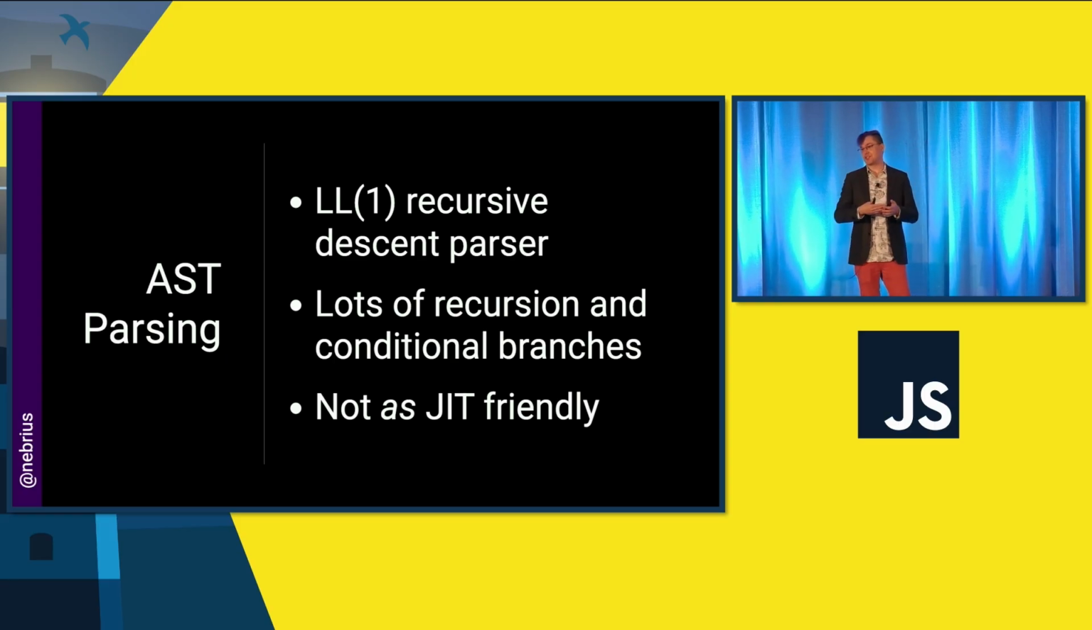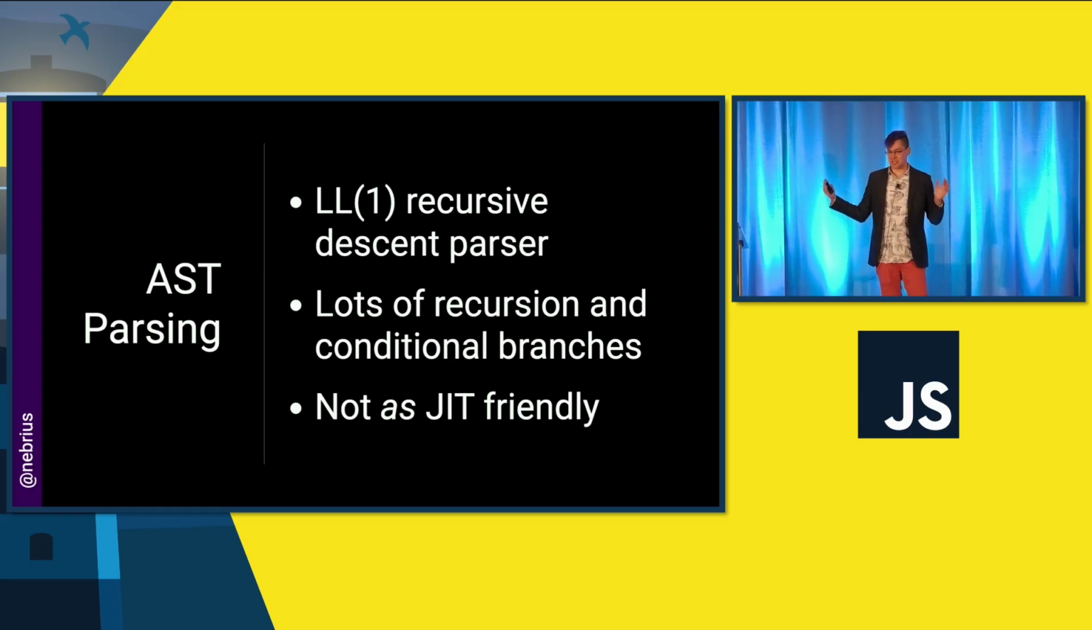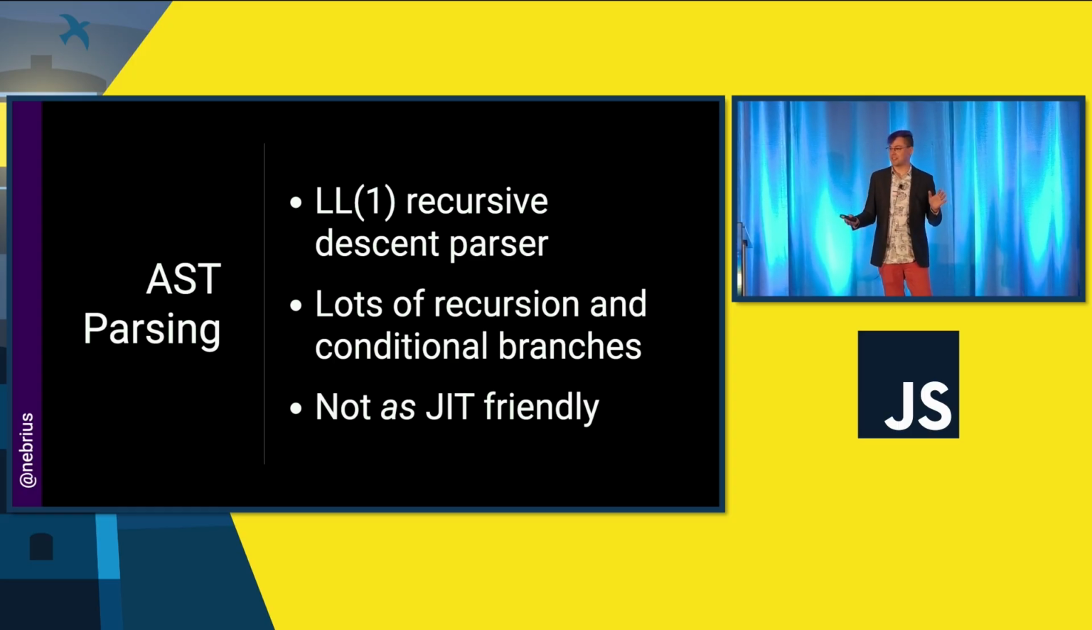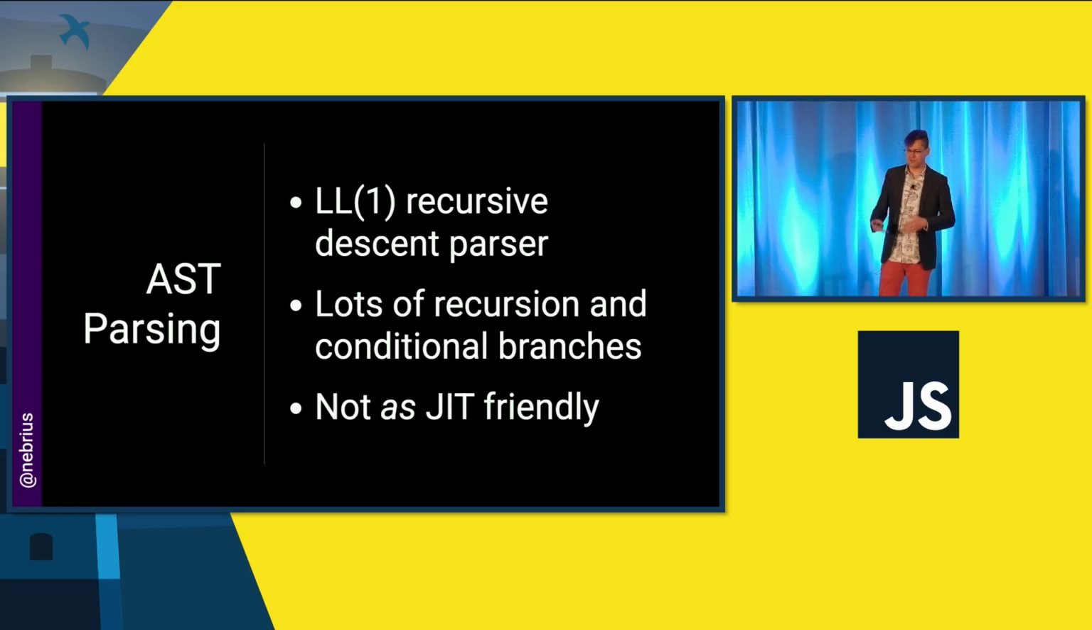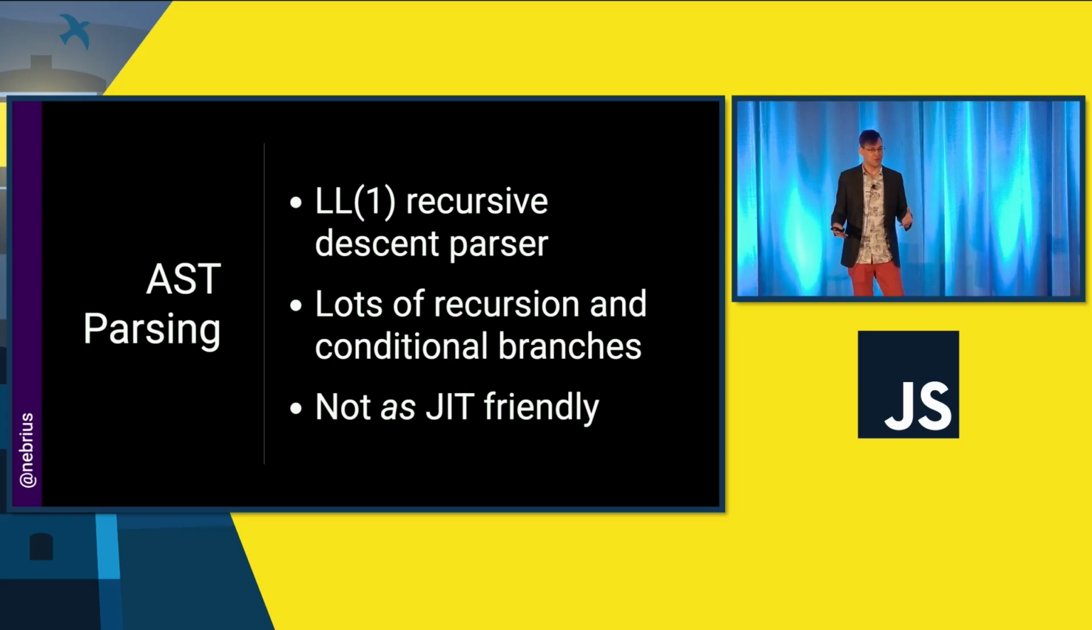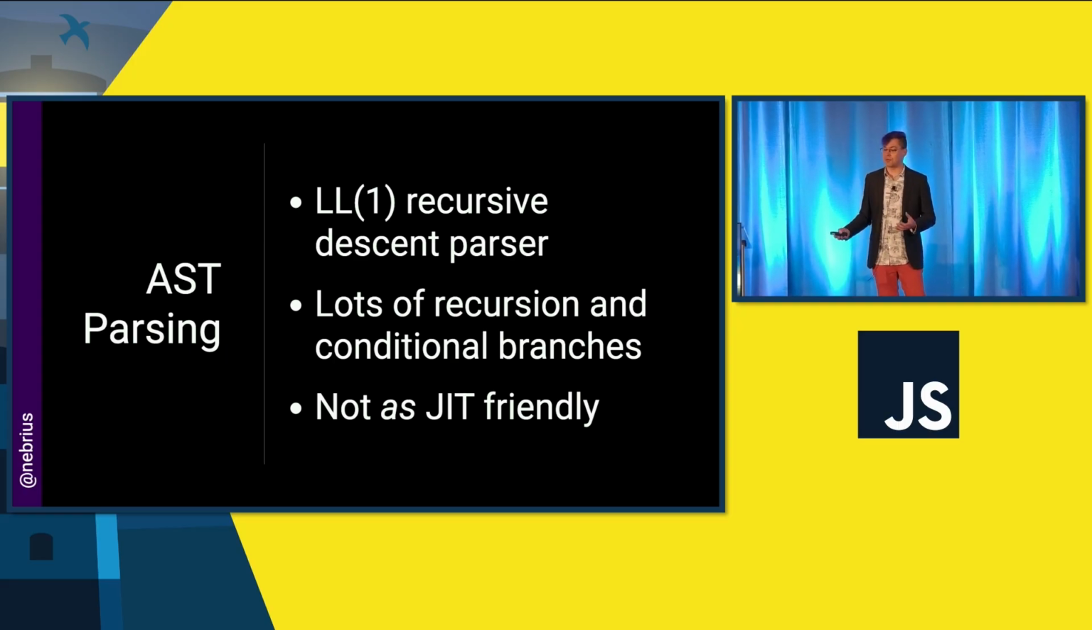So there's recursion for every single node. And there's a ton of conditionals. It's like switch statements everywhere. And this kind of code just isn't quite as JIT friendly, but also starts to look a little more real world. In JavaScript, we're not usually doing number crunching. We're doing a lot of conditionals, figuring out what to do.